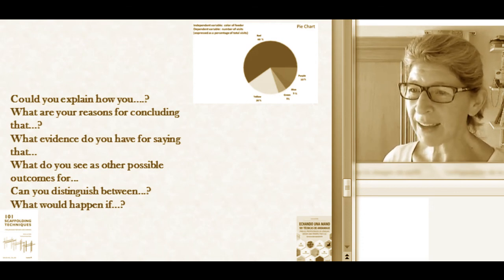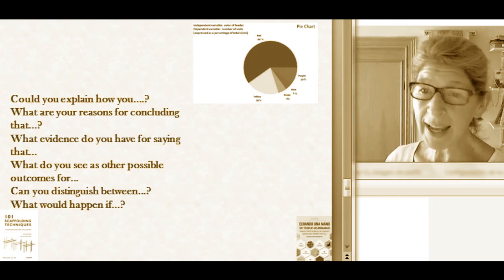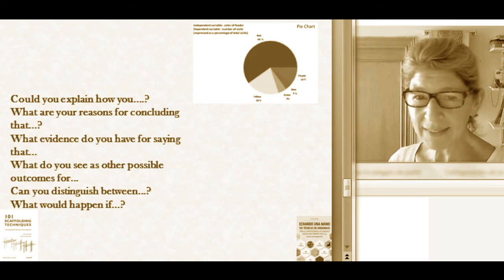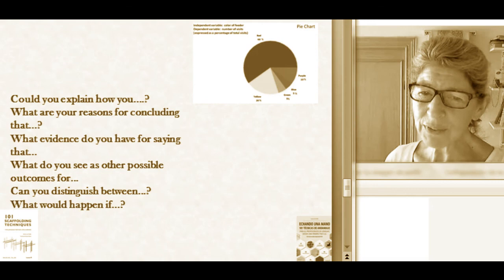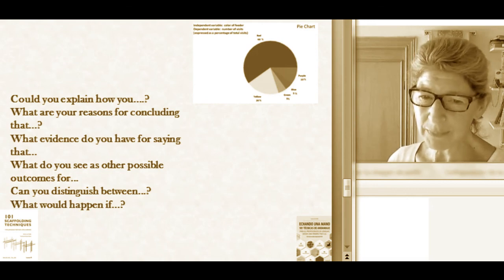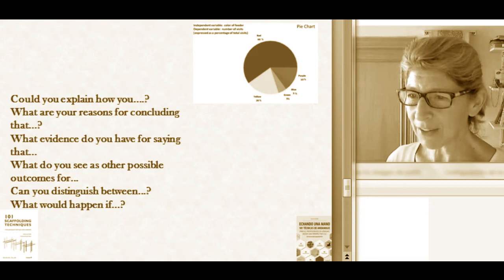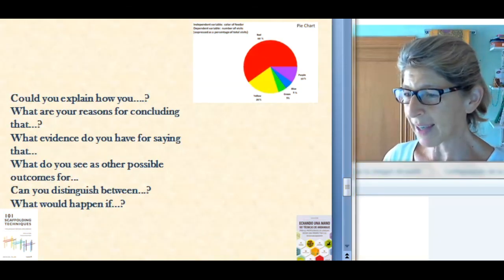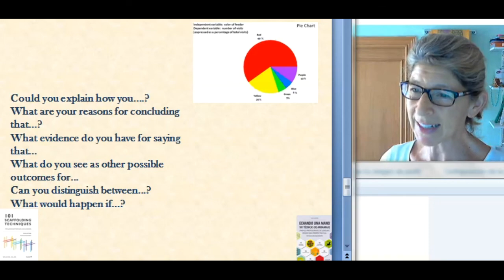So here we're going to ask students to finish these questions and then answer them. Could you explain what are your reasons for concluding that? What evidence do you have for saying? What do you see as other possible outcomes? Could you distinguish between? And what would happen if? You could also ask them, what are other ways to interpret the data? This helps to challenge the students, and in the end, they feel more confident and competent in their analytic thinking.